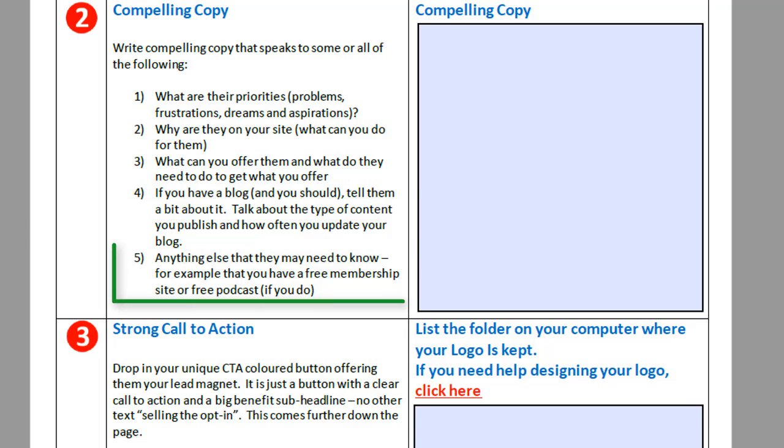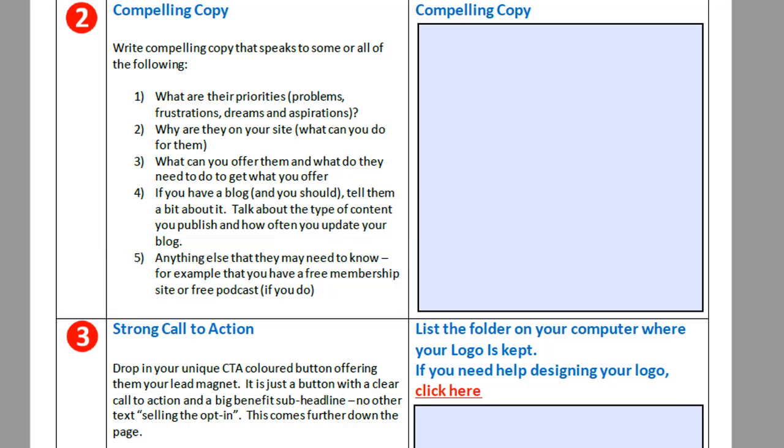And then just pretty much anything else that you feel they really need to know in order to do business with you. So an example could be we've got a membership site, partially free, partially paid, so we would talk a little bit about that. Maybe you've got a podcast, maybe you've got a Facebook group or a forum, or anything else that you think is important for them to understand what it is that you can do for them and what it will be like for them to do business with you.